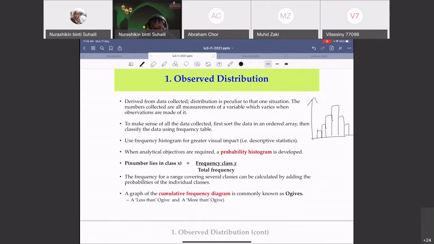Okay, probability histogram. When we say probability histogram, it has something to do with probability. So we have to calculate probability and create a histogram based on the probability values that we calculate. And the formula for probability is given by this. The probability of anything that happens, or an event, is equal to the frequency of that particular thing divided by the total frequency or the total data.